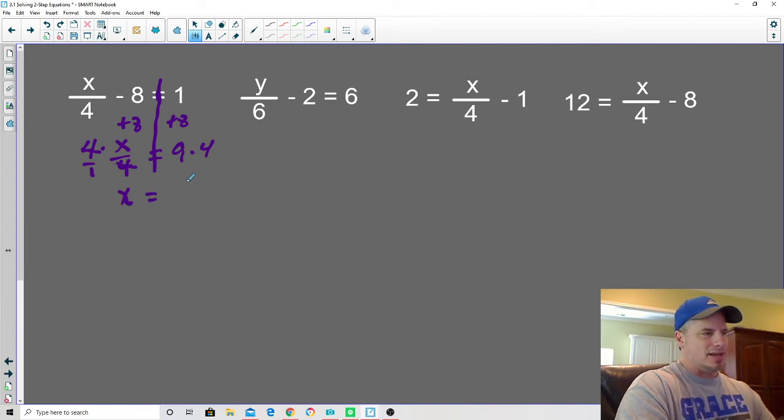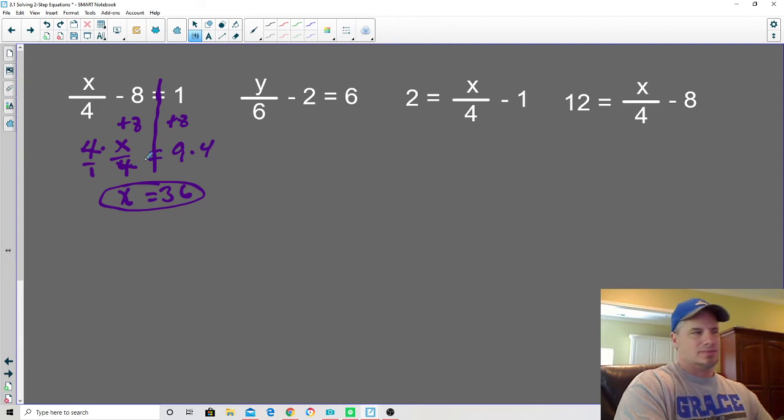Okay, 9 times 4 is 36, and there's our answer. X equals 36. If you put it back in here, 36 divided by 4 is 9. 9 minus 8 is 1. It works.